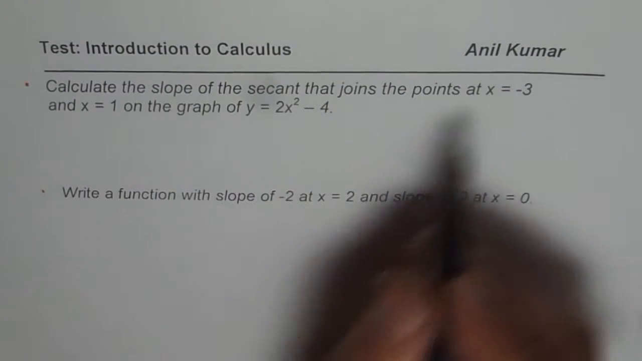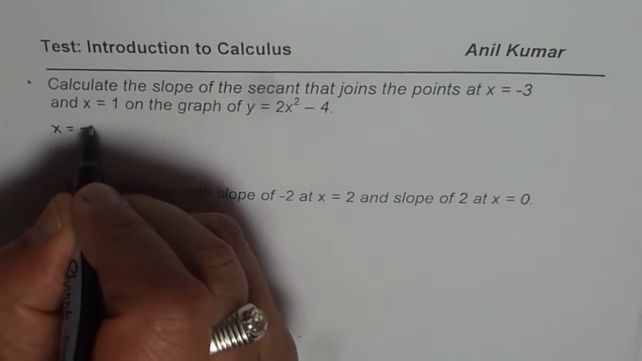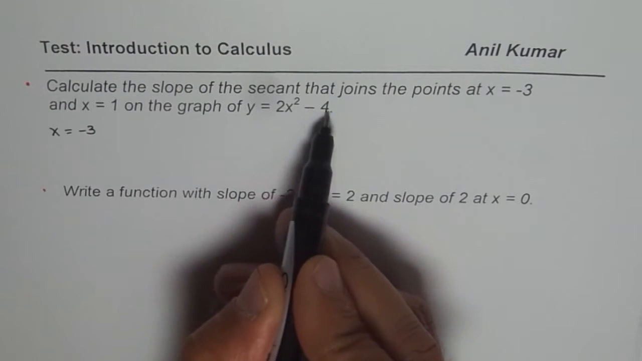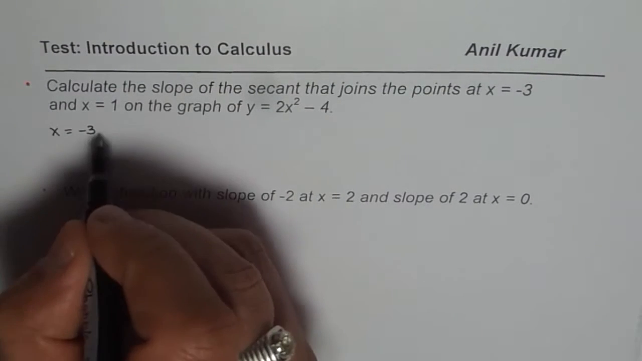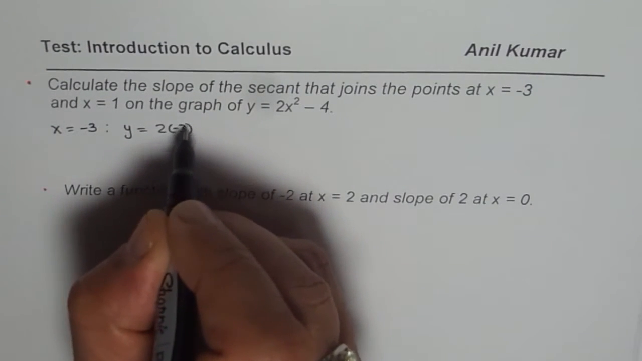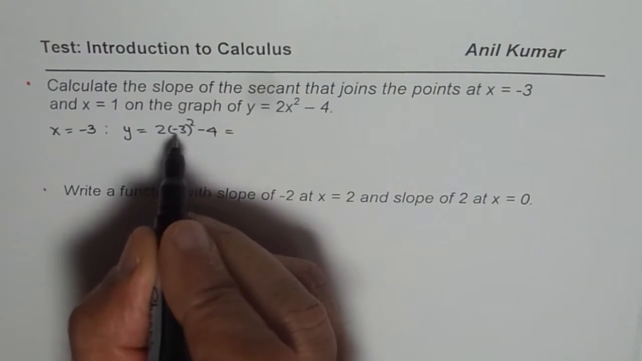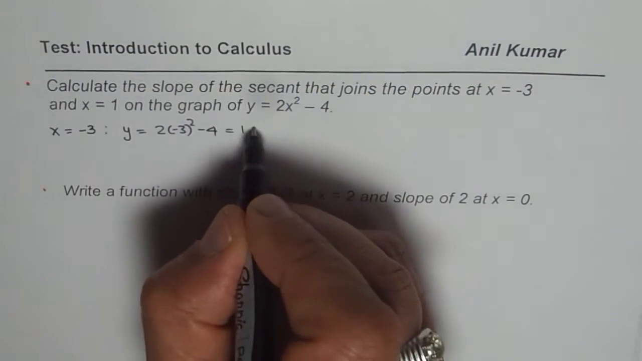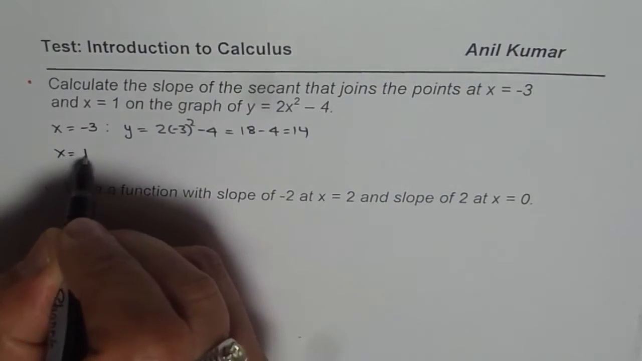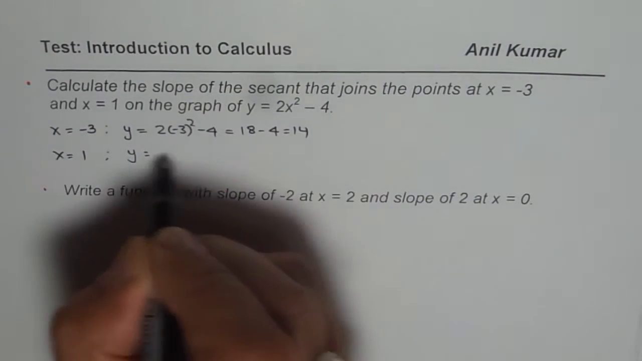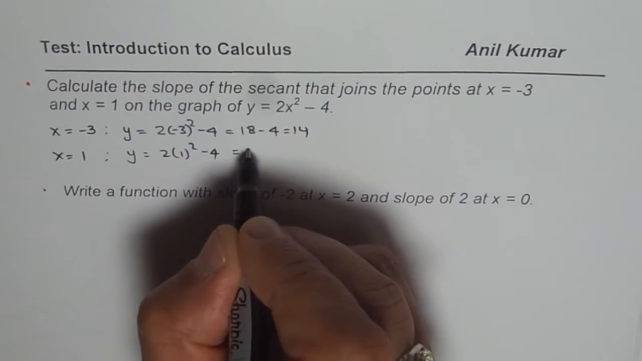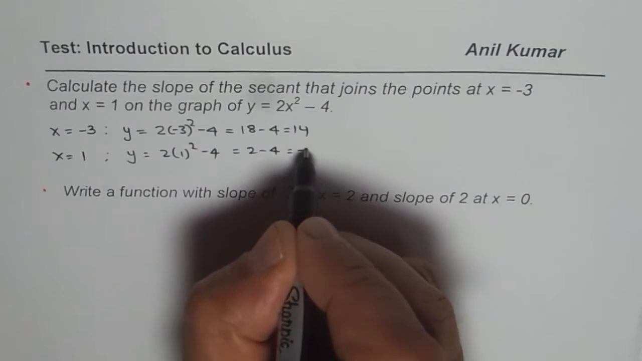Here we are given at x equals to minus 3 and the function is y equals to 2x squared minus 4. We should find what y is. So at this point, y is equals to 2 times minus 3 squared minus 4. Minus 3 squared is 9. 9 times 2 is 18. 18 minus 4 or 14, right? And at x equals to 1, the value of y is 2 times 1 squared minus 4, which is 2 minus 4 or minus 2.